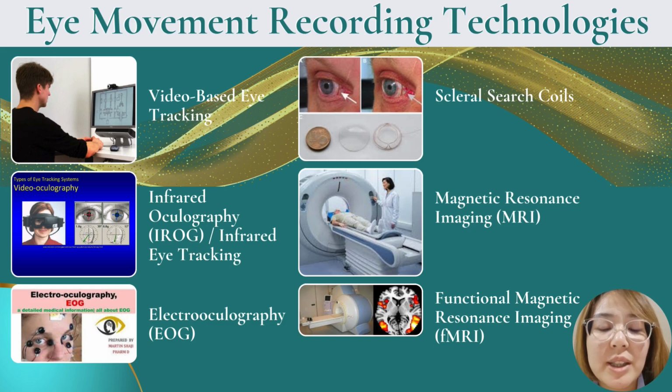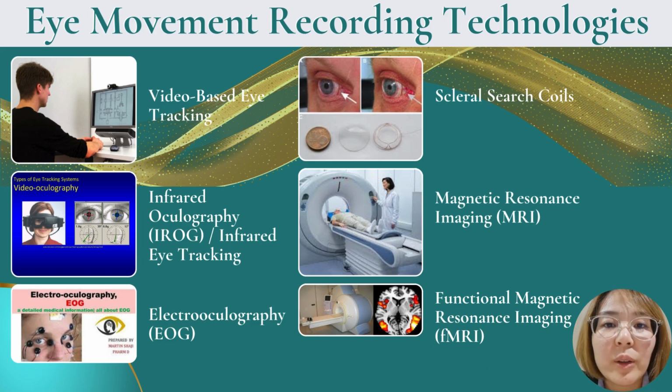First, video-based eye tracking. Video-based eye tracking uses a camera and software to capture eye movements in real time. This technology tracks where someone is looking and can measure both fixation points and moving patterns. It's commonly used in behavioral research, marketing studies, and usability testing.